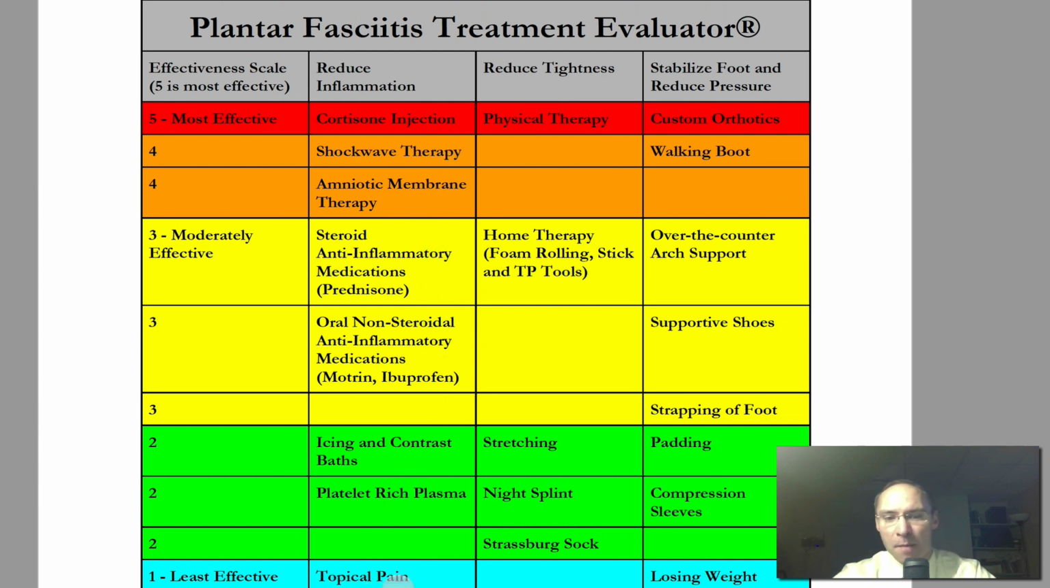So using a topical pain reduction cream, icing, and contrast baths. Now the reason I put platelet-rich plasma here, you might be shocked, well, everyone's doing it now. But in my experience in the foot, it's not as effective as some of the new things that we have. There's oral non-steroidal anti-inflammatories. Then you get to a steroid anti-inflammatory like prednisone. Then you get to amniotic membrane therapy, then shockwave, then cortisone injection. So in my hands, I find that the cortisone injection has the best benefit. It's the most effective at reducing inflammation.